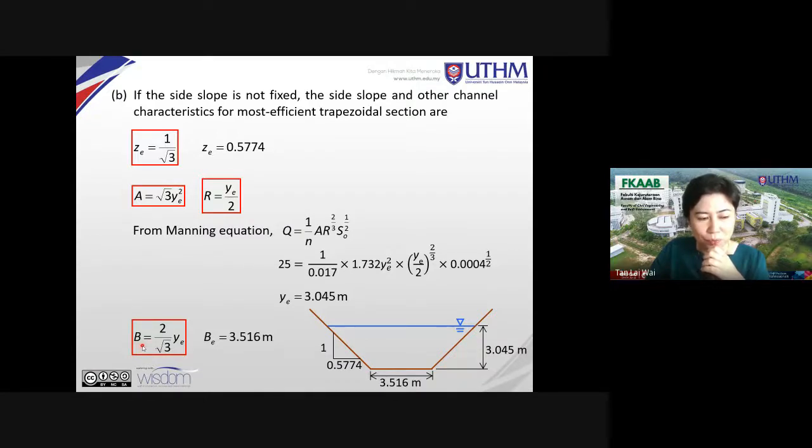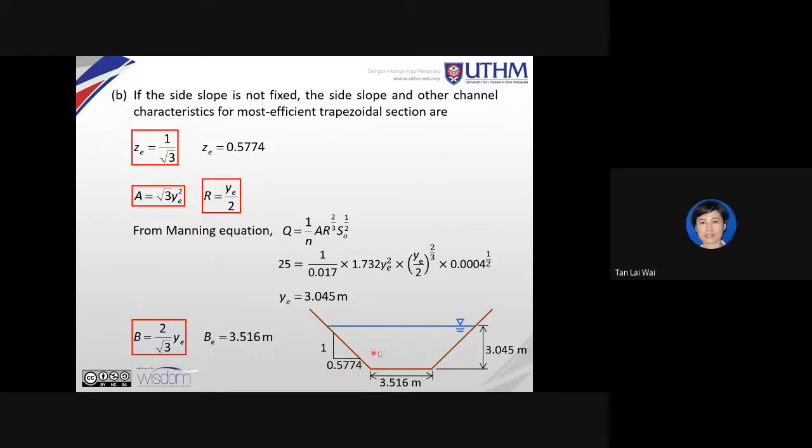Then the next variable would be the channel's bottom width. This is actually taken from the table as well. B is 2 over square root 3 times YE. You substitute YE, and you are going to have your bottom width equal to 3.516. This is the most efficient side slope, 1 over square root 3.